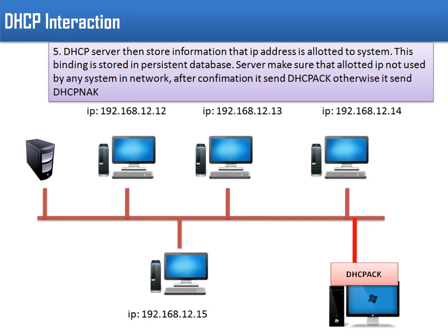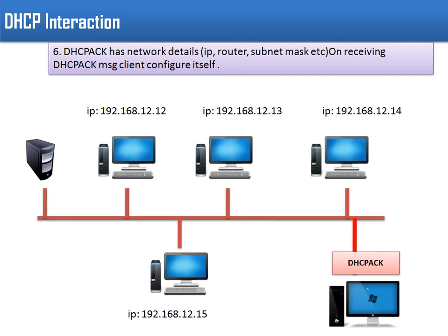So when this acknowledgement is received by this machine, it has all the details required to connect to the network. The DHCP client running on this machine will set its IP address to the address embedded in this packet. So now this machine is configured, and it can access network services.